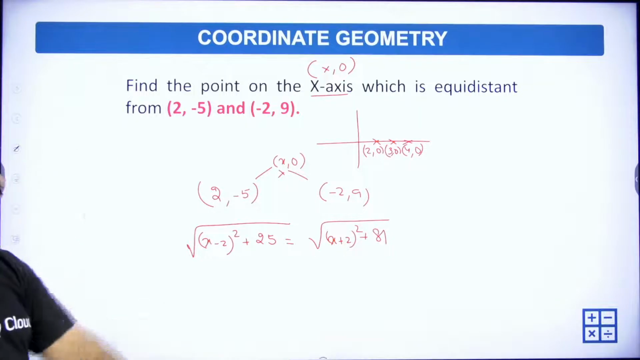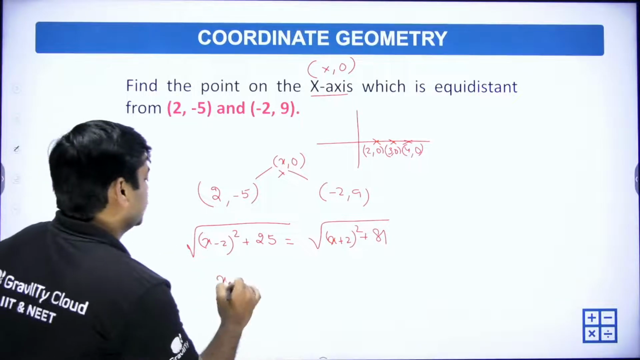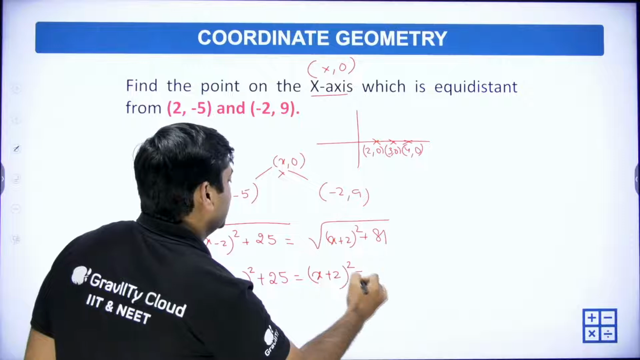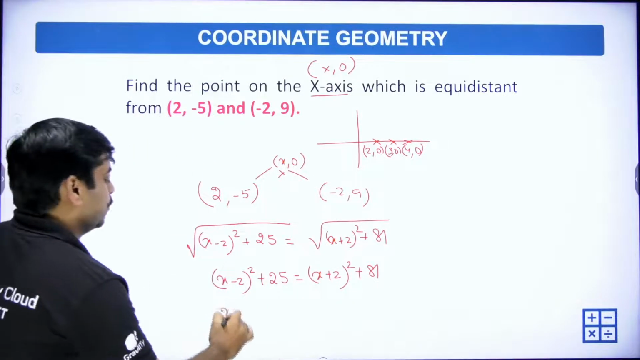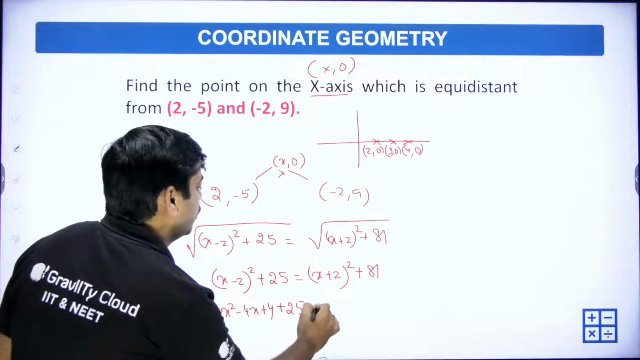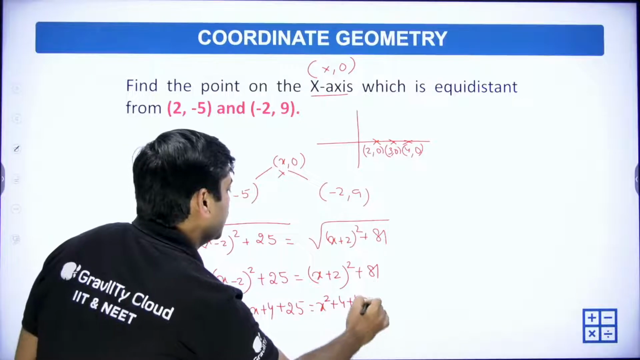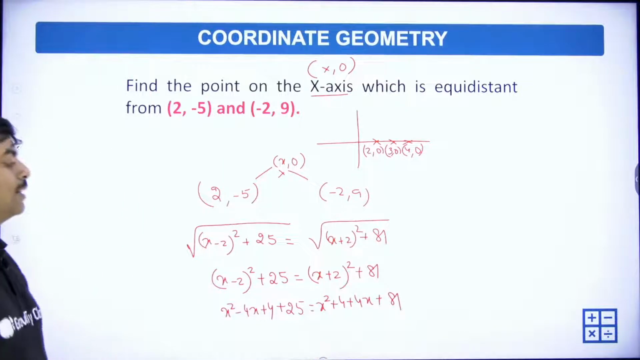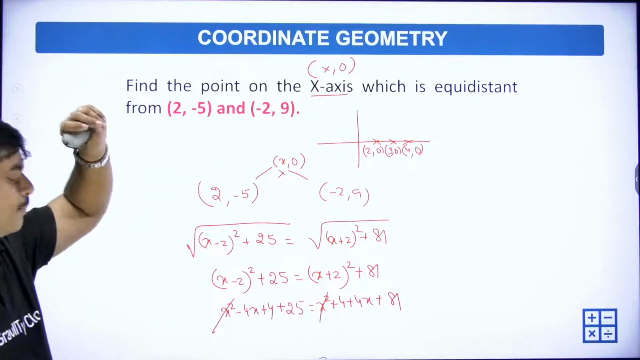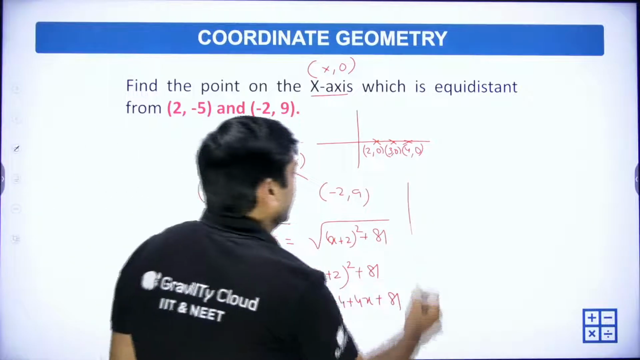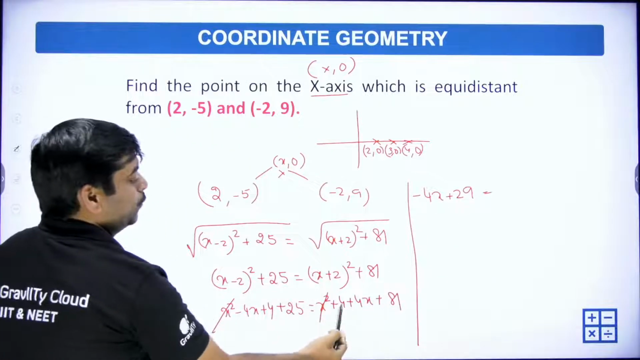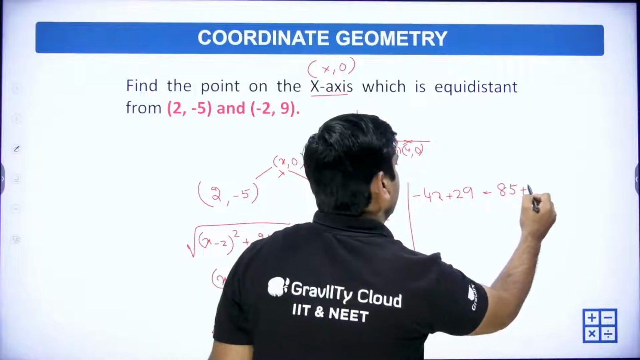Squaring on both sides, we can remove the square root. So we get (x - 2) whole square plus 25 is equal to (x + 2) whole square plus 81. So this becomes x² - 4x + 4 + 25 is equal to x² + 4x + 4 + 81. So can we cancel x²? Yes, we can cancel x², but x should still be there because we need to find the value of x. So this is -4x + 29 is equal to 81 + 4 which is 85, plus 4x.